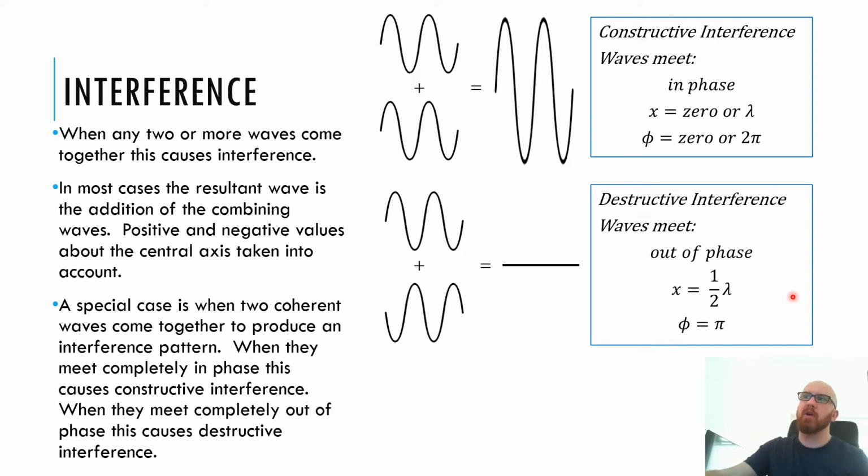Destructive interference: they are completely out of phase. X is equal to half lambda, so the horizontal separation between the two waves is half a wavelength, and the phase separation is pi, which is, you should know, half a cycle.